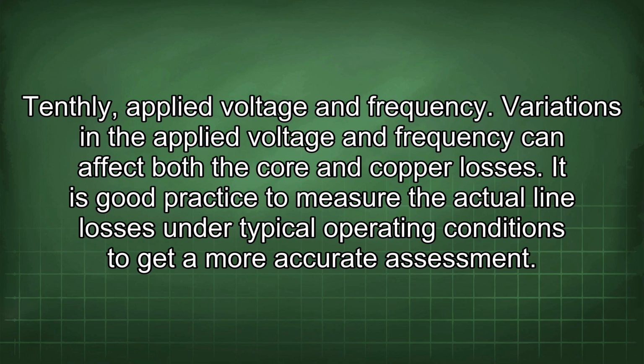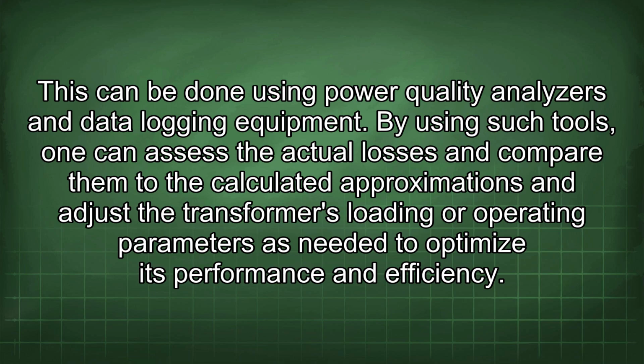It is good practice to measure the actual line losses under typical operating conditions to get a more accurate assessment. This can be done using power quality analyzers and data logging equipment. By using such tools, one can assess the actual losses and compare them to the calculated approximations and adjust the transformer's loading or operating parameters as needed to optimize its performance and efficiency.